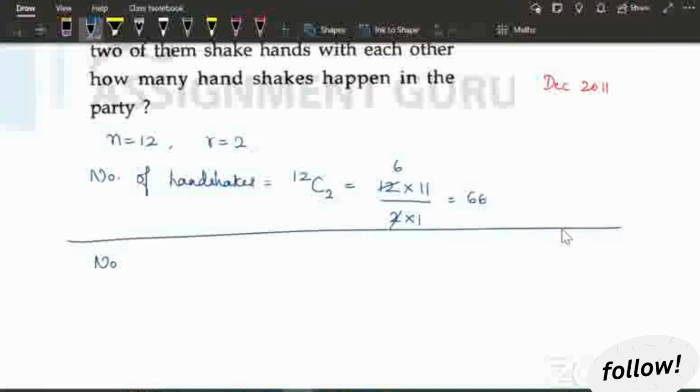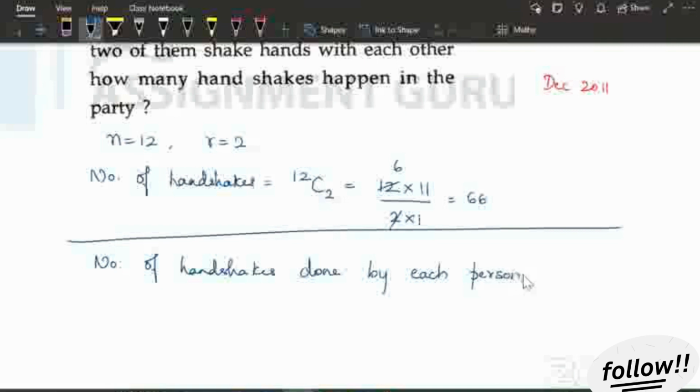You can solve it this way: the number of handshakes done by each person is 11, not 12, because a person does not shake hands with himself. It is only with all the other people in the party. So each person does 11 handshakes with all the remaining people. Like this, if you count the number of handshakes done by each of them, there are 12 people. Number of people is 12.